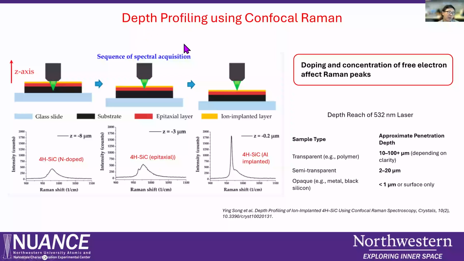For depth profiling with Raman, your sample has to be transparent. If it's opaque, you can only probe less than 1 micron because of absorption. If it's transparent, you can go more than 10 microns down.